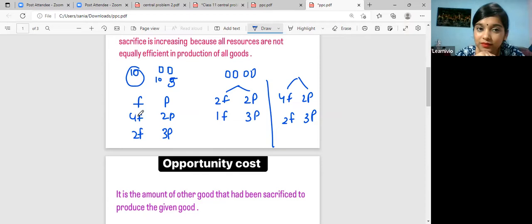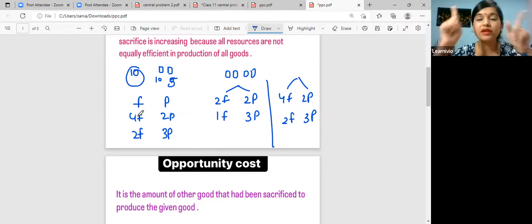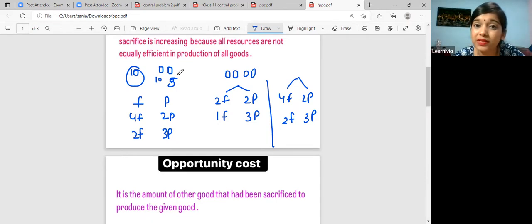Got it? Yes, ma'am. Okay. Just remember this, because when we do numerical problems, you will get it easily. There will be no confusion. Just remember one thing: marginal means addition, right? So whenever you are getting something additional, that is addition. For example, in order to produce 1 more chocolate, you have to sacrifice 2 pens.